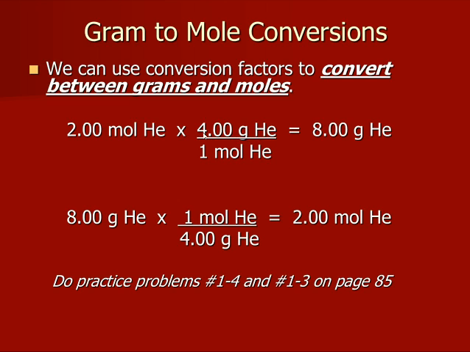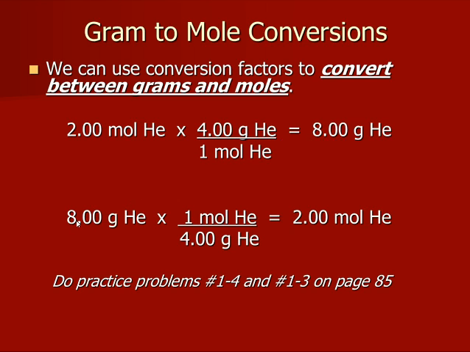The only unit that will be left would be grams. This conversion factor, the way it's set up, lets me know that I need to carry out multiplication between the 2.00 and the 4.00, and then divide that by 1. My answer being 8.00. Again, the only unit I have left is grams of helium.